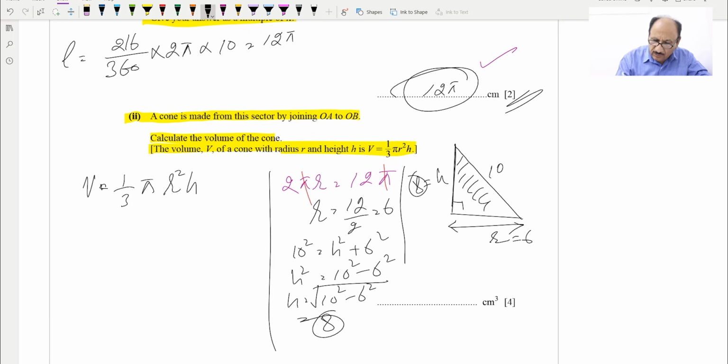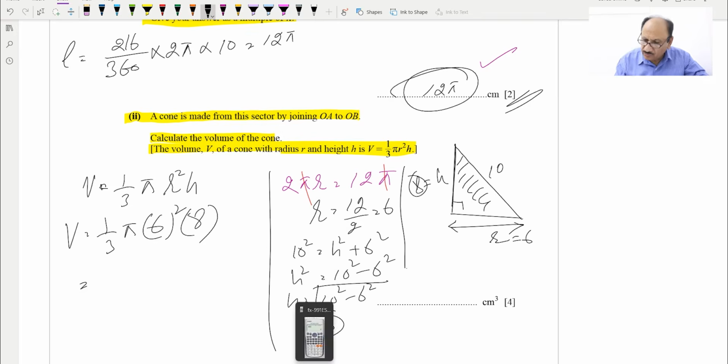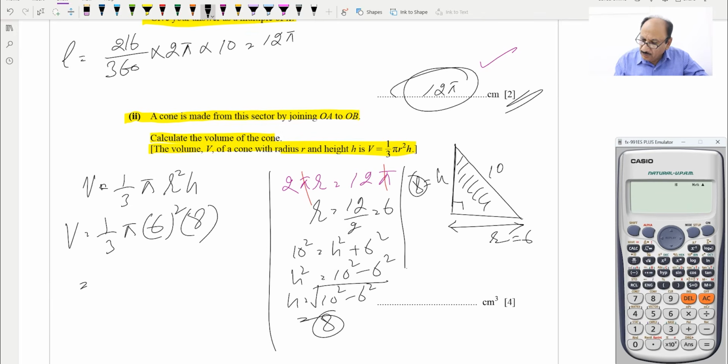Now we can replace here. Volume is equal to 1 by 3 pi into r, which is 6 square, into 8, and we can calculate. This will be 1 over 3 into pi.